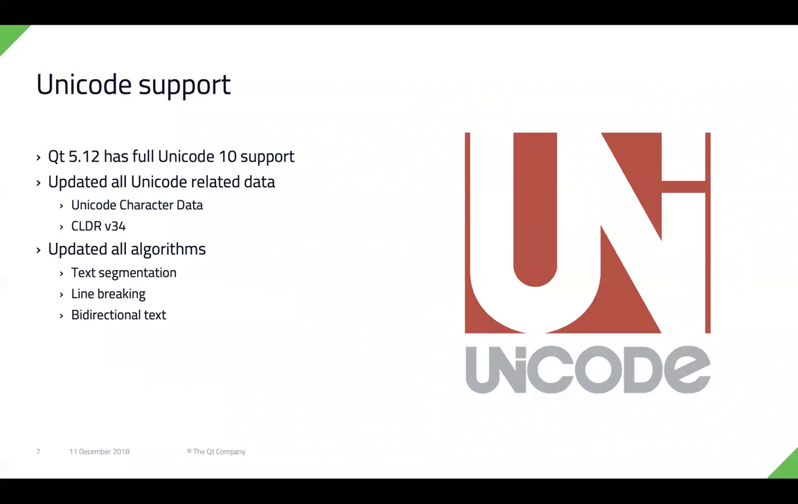And updated all the Unicode-related algorithms like text segmentation, line breaking algorithms, and the bidirectional text handling for left to right and right to left Arabic and Hebrew text. So with that, we are confident to say that we have a very, very good internationalization support now with Qt 5.12. A major upgrade here, where in some areas we've been, with Qt 5.9, 5.10, 5.11, lagging a little bit behind on older versions of the Unicode standard.